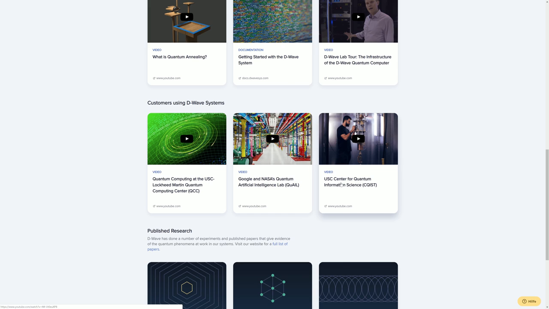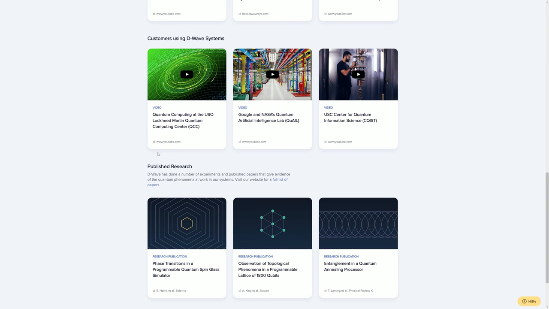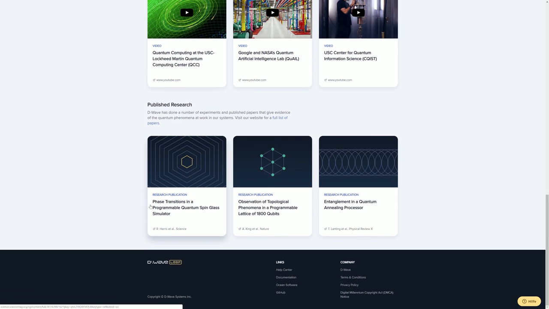Yeah, there is a UC Center of Quantum Information Science. Actually, that's the quantum computer chip sitting right there. The information is coming in, translated, signals processed, signals back, translated and readable in our language with zeros and ones at the moment. Published research. Also interesting to know if you want to learn more about quantum computing.